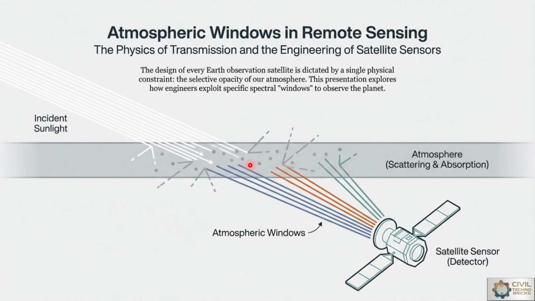Here the atmospheric windows are wavelength regions where electromagnetic radiation passes through the atmosphere with minimum absorption and scattering. These windows allow remote sensing sensors to effectively receive reflected and emitted energy from the earth surface. This representation explores how engineers exploit specific spectral windows to observe the planet.